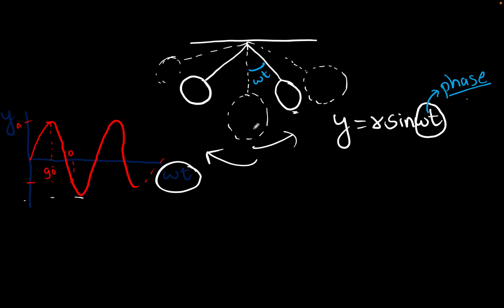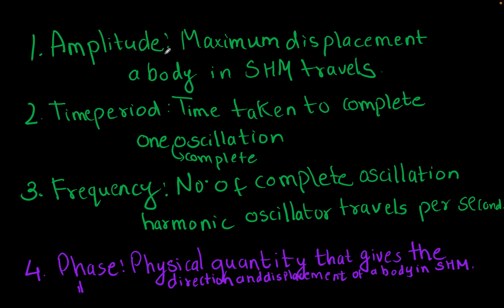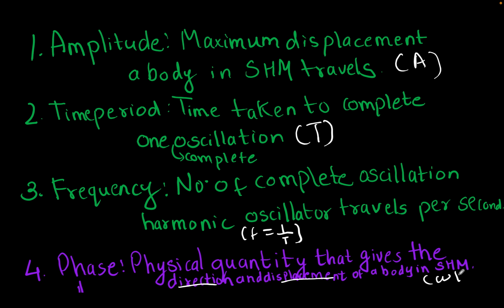So let me write down the definition of all these four quantities, and you'll know a little bit better. Alright, here is the definition. Amplitude is the maximum displacement. Time period is the time taken to complete one oscillation. Amplitude is denoted by A. Time period is denoted by T. Frequency is denoted by F. This is equal to 1 over time period. And our phase is the physical quantity which gives the information about the direction and the displacement of a body, denoted by omega t.